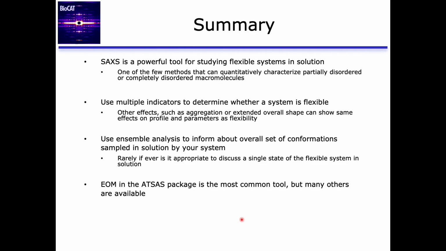So just to summarize then, SAXS is a really powerful tool for studying flexible systems in solution. It's one of the few methods that can quantitatively characterize partially disordered or completely disordered macromolecules. You should use multiple indicators to determine whether a system is flexible. Other effects like aggregation or extended overall shape can show the same effects on the profile and parameters as flexibility, which is why you need these multiple indications.